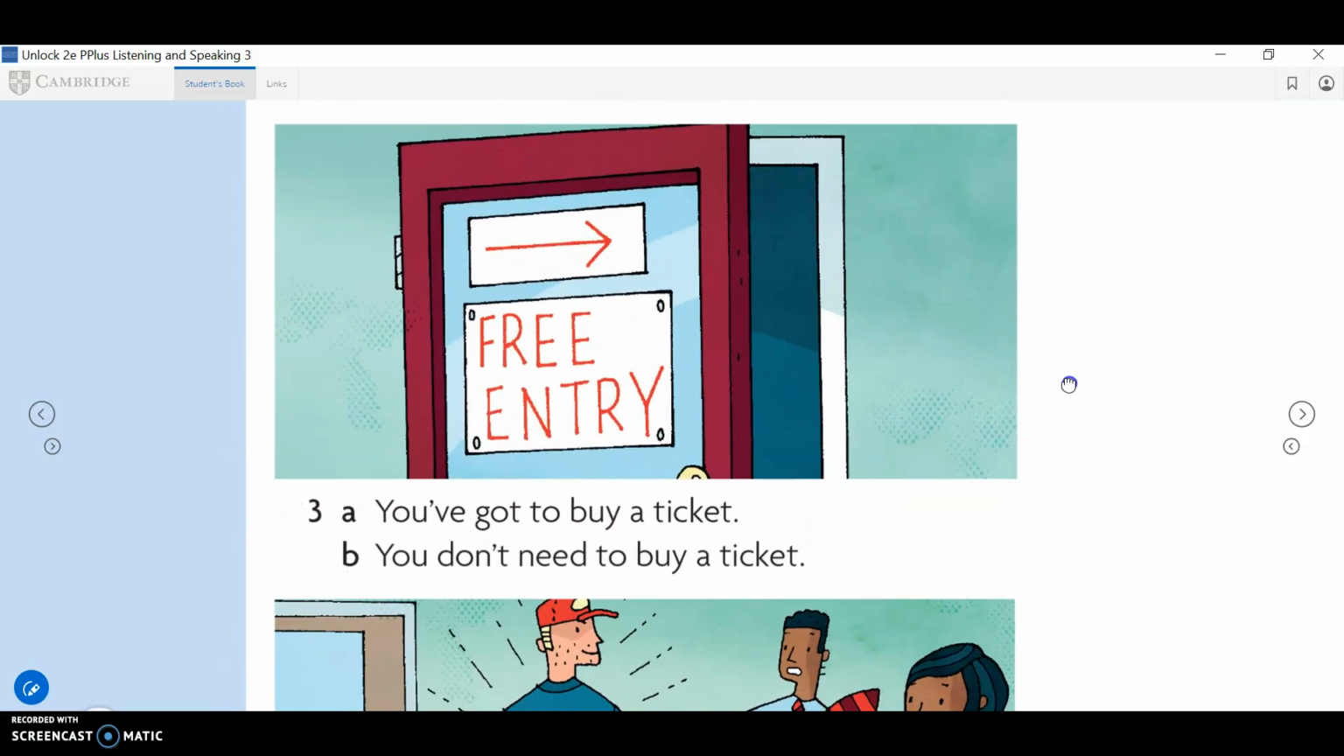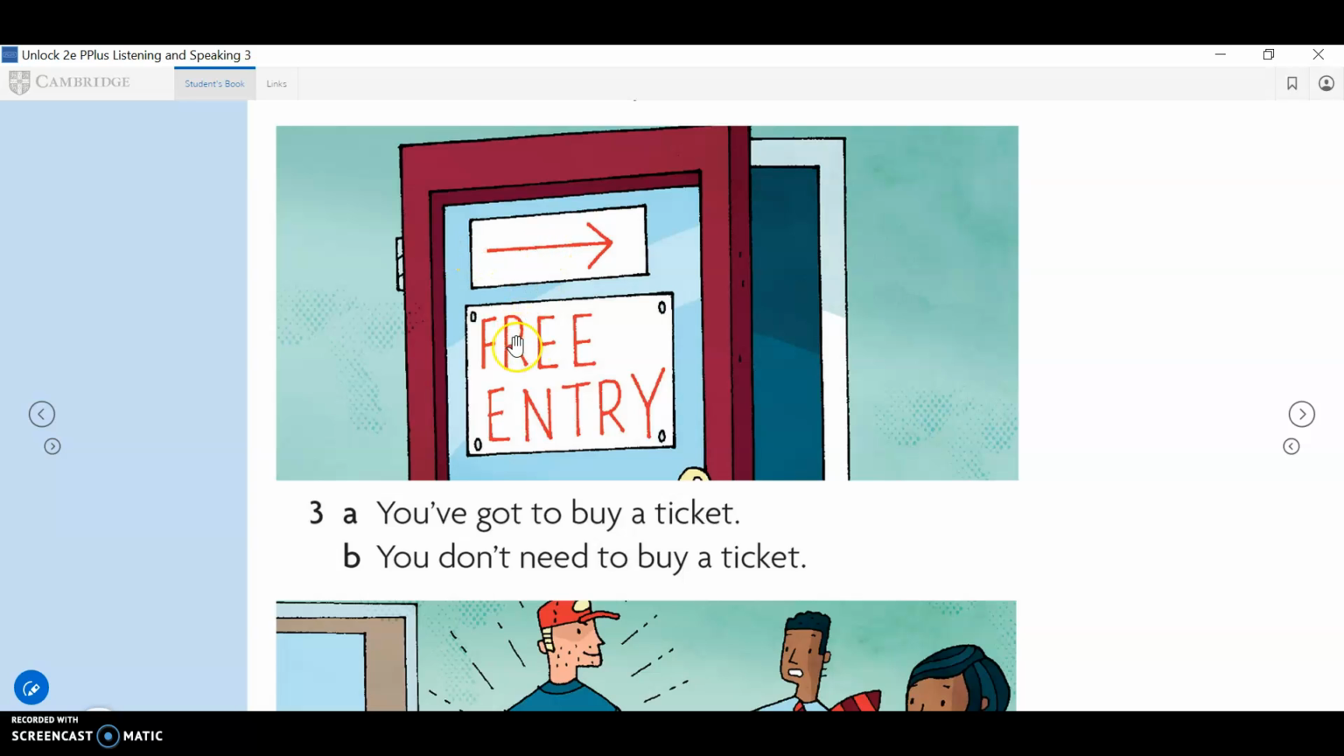Here, picture 3, free entry. So the door is open and here it says free. So is it A or B? You don't, you have got to. What do you think?